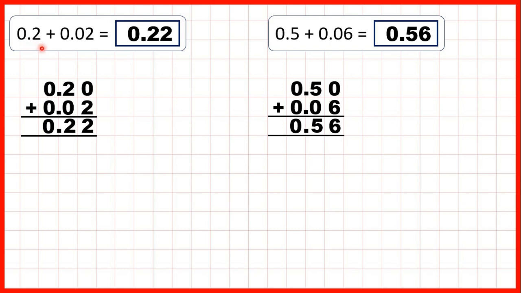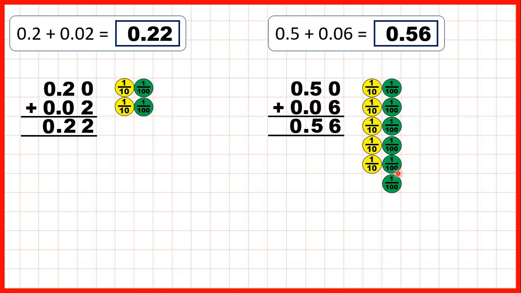We can also show the addition using place value counters. So 0.2 is 2 tenths, and we're adding 0.02, so that's 2 hundredths. What do we have altogether? Well, we've got 2 tenths and 2 hundredths, so 0.22. And for this question, we started with 0.5, so that's 5 tenths, and we were adding 0.06, so that's 6 hundredths. Put those together, and we have 5 tenths and 6 hundredths, or 0.56.